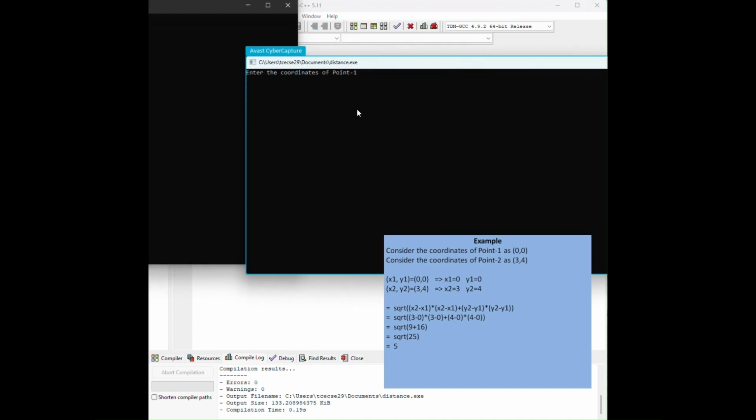Run. So it will ask you for two coordinates. Enter the coordinates of point 1: 0, 0. Enter the coordinates of point 2: 3, 4. So distance between 2 points is 5.00.